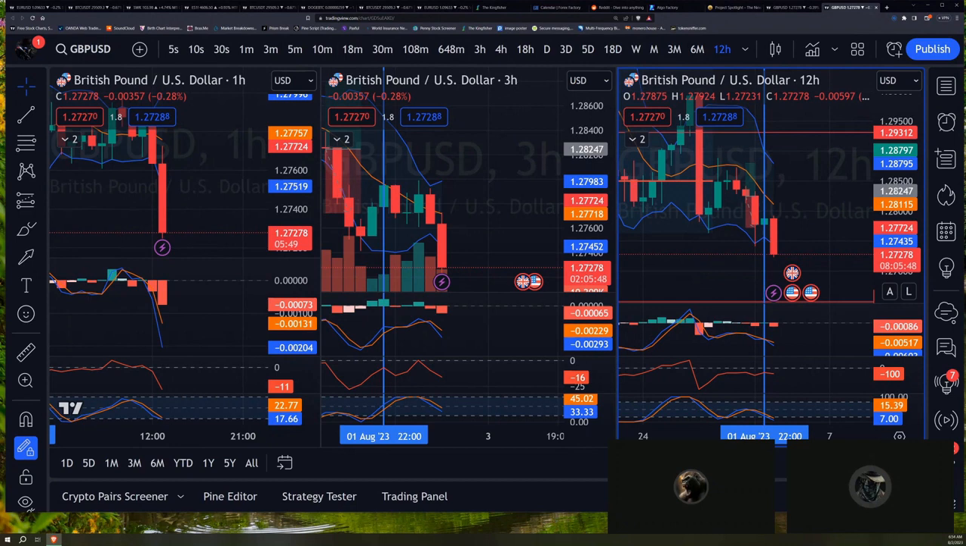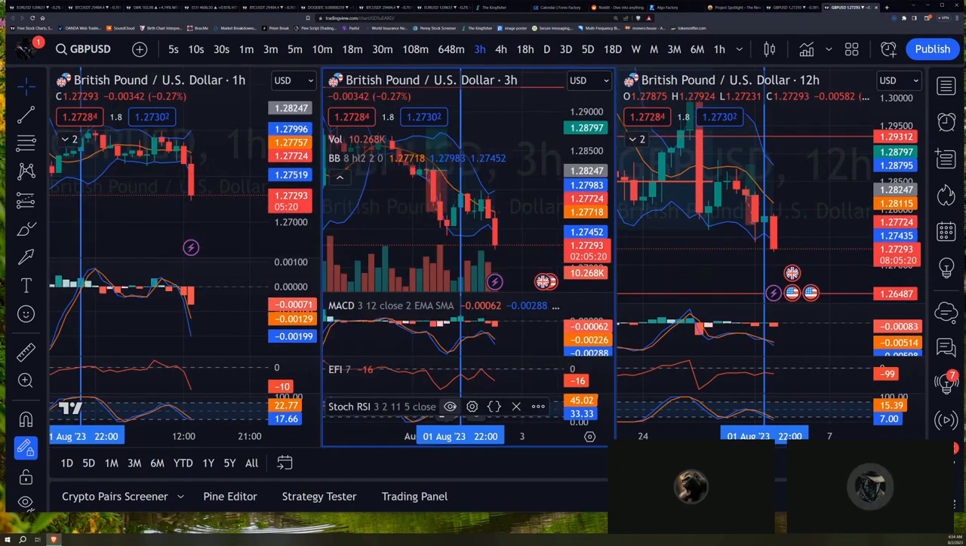Our indicators are, I'm going to drop down this little number 2. We have a stochastic RSI on the bottom. We have EFI, Elder Force Index, in the middle, and we have MACD as an indicator on the top. So some pretty good indicators. I use them. It looks like perhaps he may or may not be using some custom settings on his RSI.